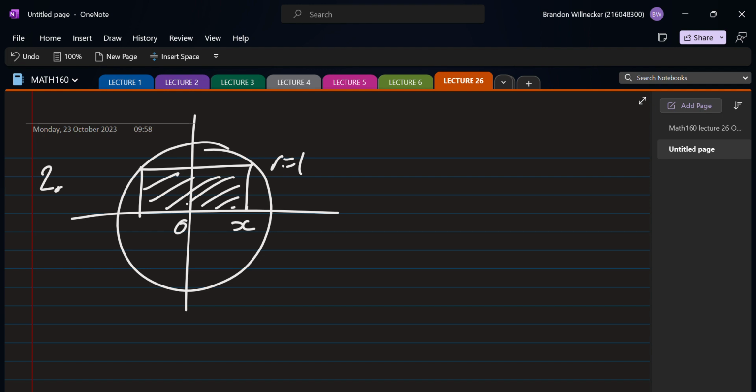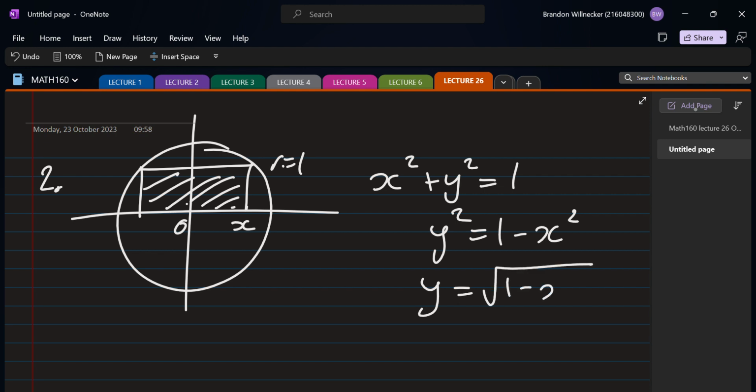So what is the function value? Well, we know for a unit circle, x squared plus y squared must be 1. So y squared is 1 minus x squared. So y is the root of 1 minus x squared. Now here we don't take plus or minus the root because we're looking at the upper semicircle, so y must then be positive. If we were looking at the lower semicircle, then we would take y equals minus the root.